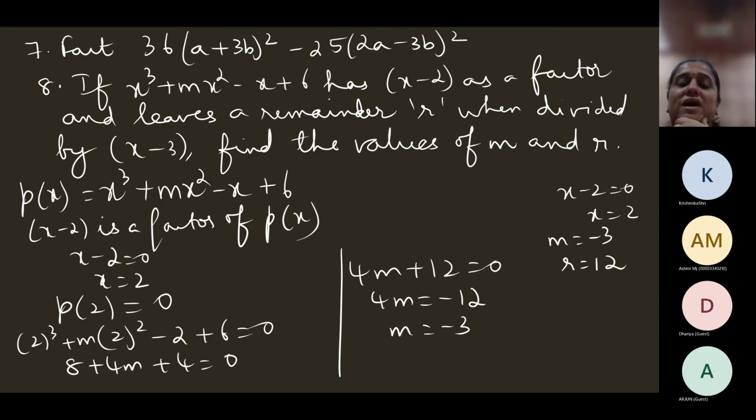And it leaves remainder r when divided by x minus 3. So x minus 3 is not a factor of P of x, because when you divide P of x by x minus 3, the remainder is r. The remainder is r, so it's not a factor. Take a screenshot, children. I need to go to the next slide.